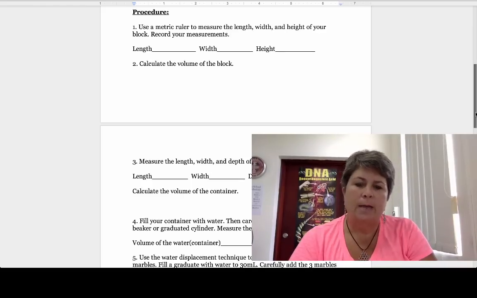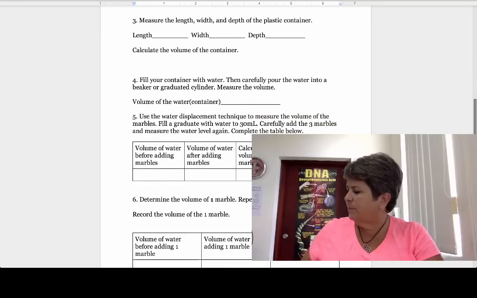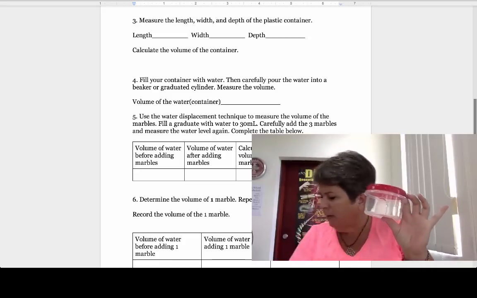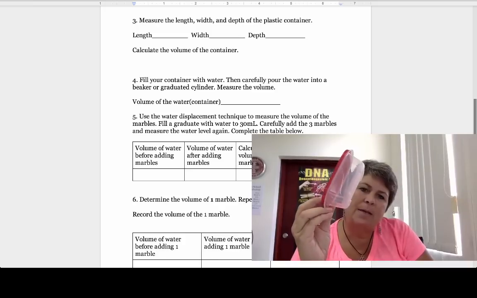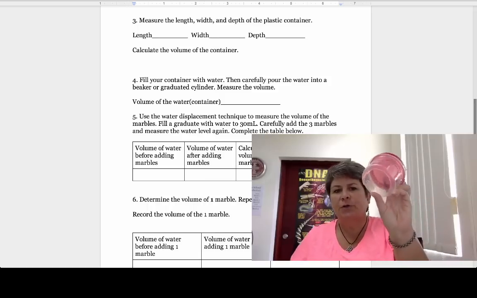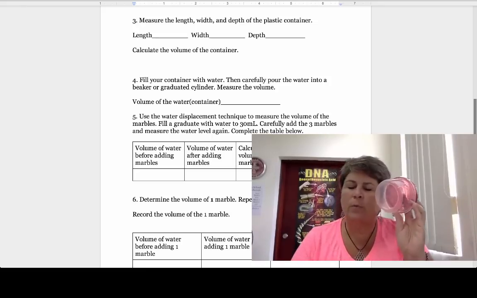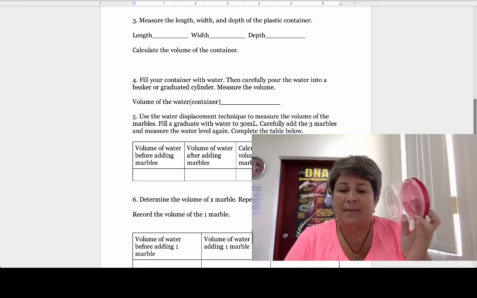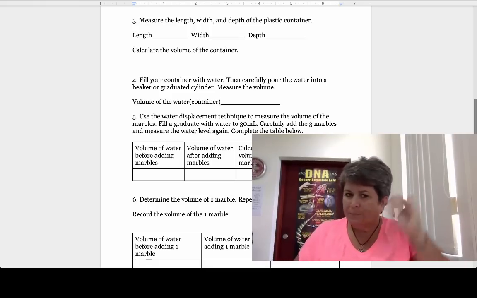Another thing you're going to do is play around with the volume of these plastic containers. So if your plastic container looks like this, it's going to be pretty easy to measure the length, width, and depth. If it's circular, you're going to have to figure out another formula for calculating volume. You remember when we talked about in the other lab video, the area of the base times the height. So you're going to use a different formula for volume on this one.